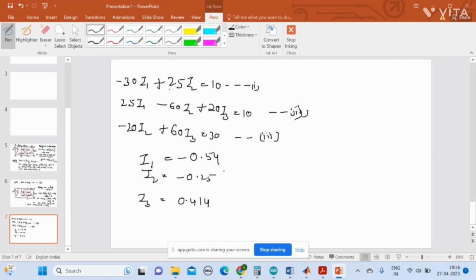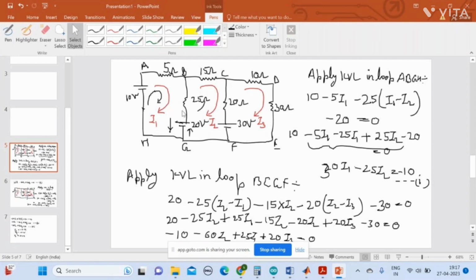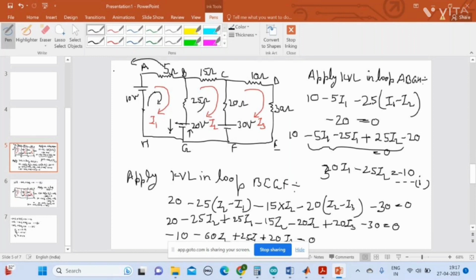If the question asks to calculate the potential drop across the 5 ohm resistor, what formula are we going to apply? Drop can be calculated as V is equal to IR. The current across the 5 ohm resistor is I1, which is 0.54, and the resistor is 5 ohm. So you can calculate it as 0.54 into 5. Solve this, and you will get the potential drop across the 5 ohm resistor.